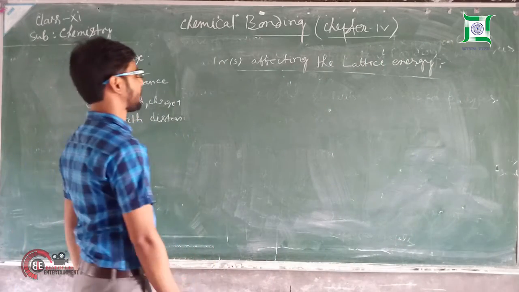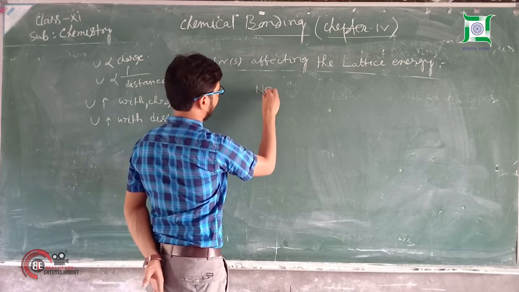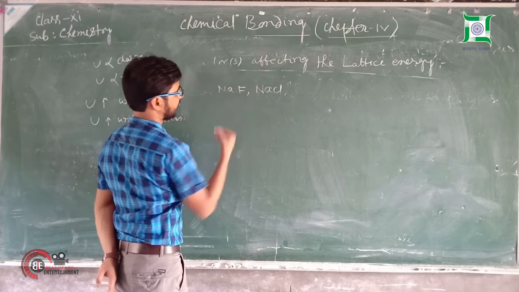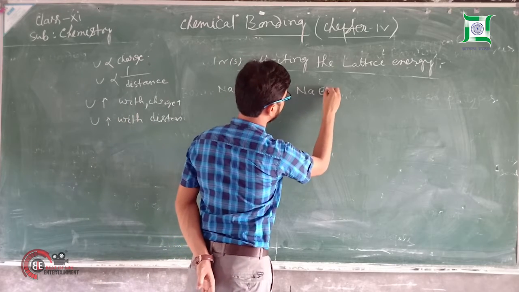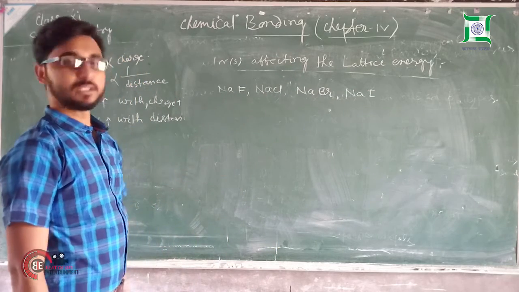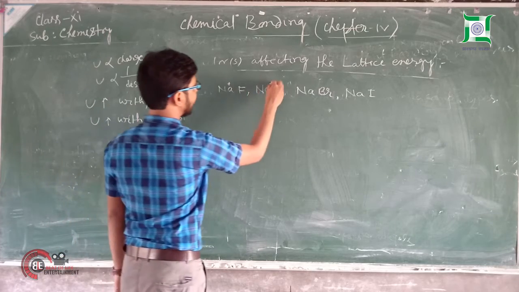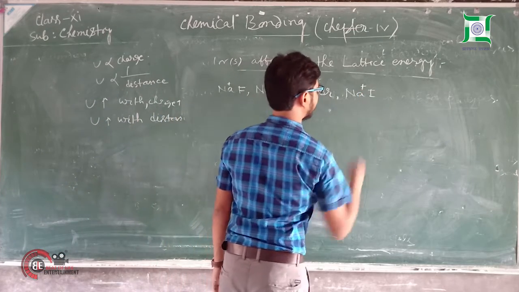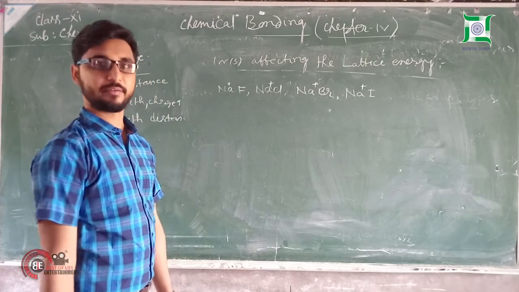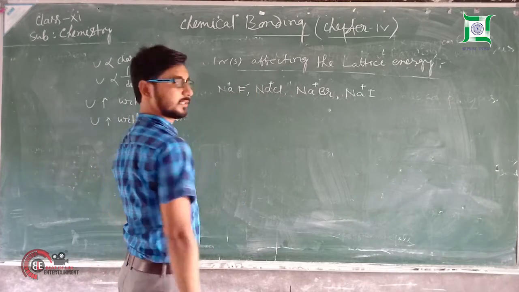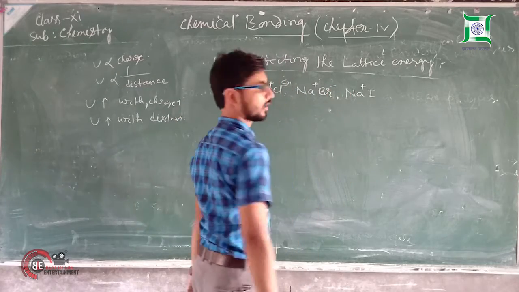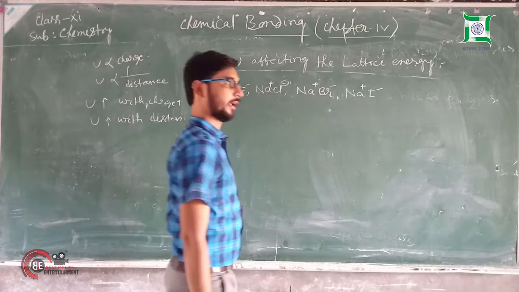Let us take NaF, NaCl, NaBr, NaI. So in these four compounds, all have the same cation with the same size and same positive charge, that is Na+ with one unit positive charge, but the anions are different here. In sodium fluoride it is F minus, in sodium chloride it is Cl minus, in sodium bromide it is Br minus, and in sodium iodide it is I minus.